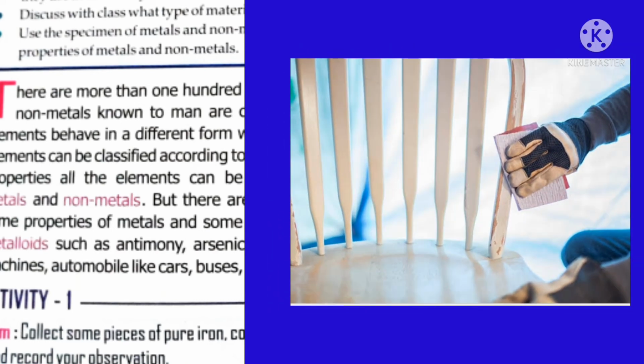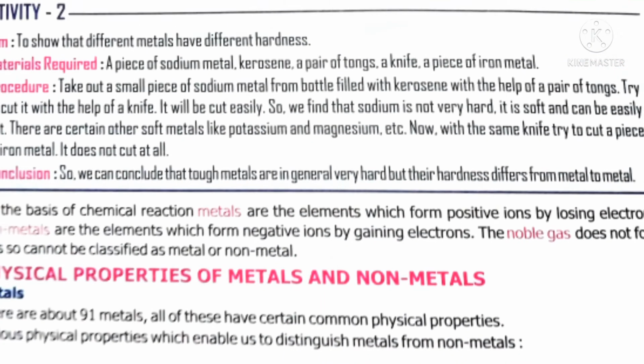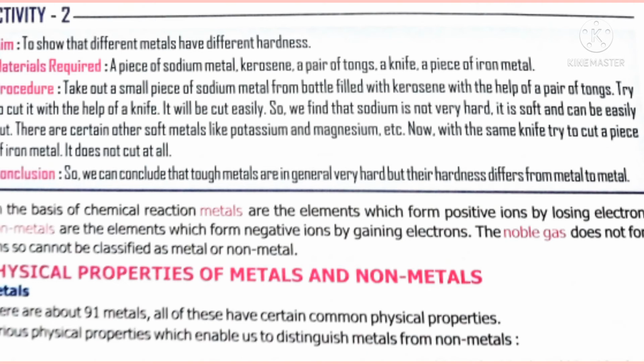Activity 1: you are going to collect some pieces of iron, copper, aluminium, gold, and silver and rub the surface of each metal with sandpaper. After rubbing these metals with the sandpaper, you can notice that these pieces of metal shine. This activity shows that metals have a lustrous or shining property. Activity 2 is to show that different metals have different hardness.